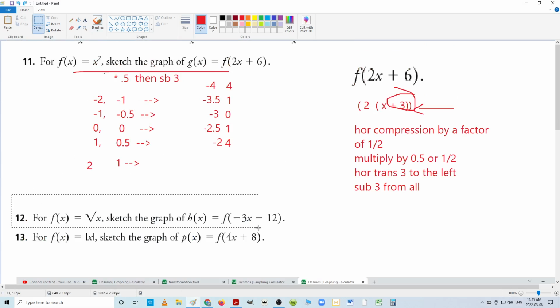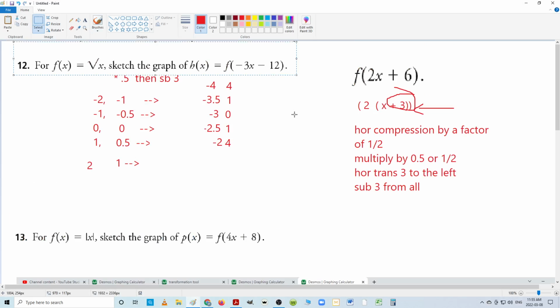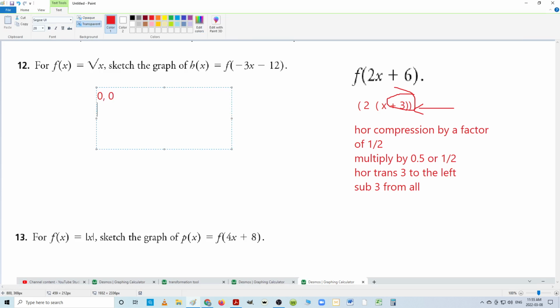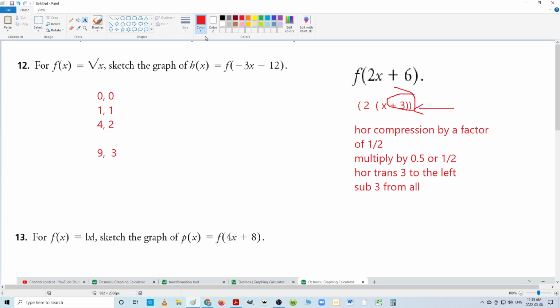They're all pretty much the same thing. They're all trickery. This is a square root function. What are the normal points of a square root function? 0, 0, 1, 1, 4, 2, 9, 3. It looks like this, and it's above the x-axis and to the right of the y-axis, and only has a domain arranged that way.